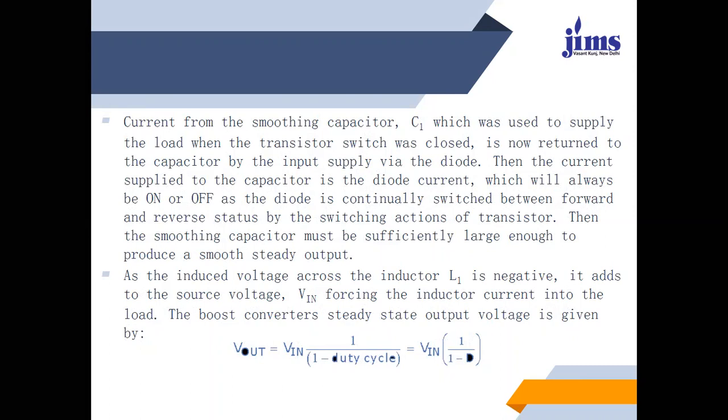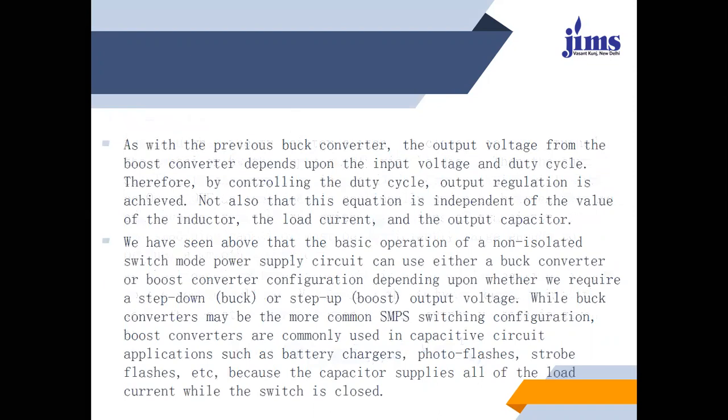As the induced voltage across the inductor L1 is negative, it adds to the source voltage, forcing the inductor current into the load. The boost converter steady state output voltage is given by this: Vout equals Vin upon 1 minus D, where D is the duty cycle.